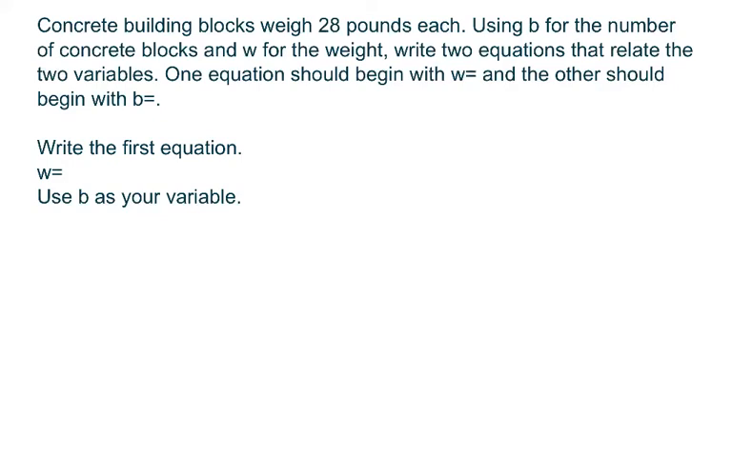Concrete building blocks weigh 28 pounds each. Using B for the number of concrete blocks and W for the weight, write two equations that relate the two variables. One equation should begin with W equals and the other should begin with B equals. Write the first equation, W equals. Use B as your variable.